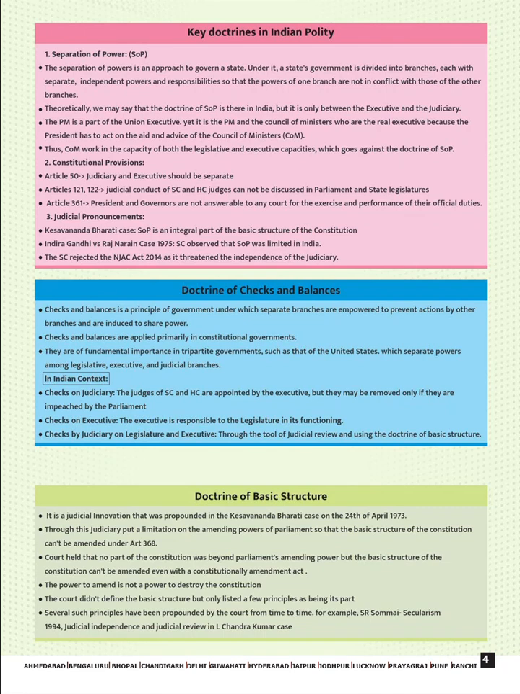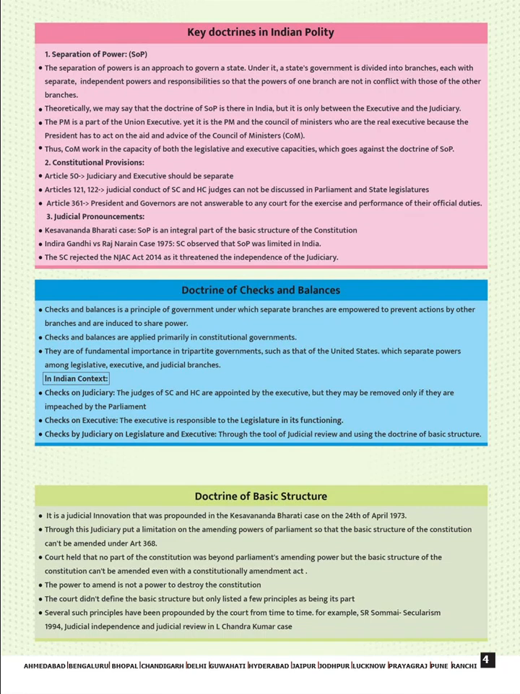Third point is that the prime minister is part of the union executive, yet it is the PM and the council of ministers who are the real executive, because the president has to act on the aid and advice of the council of ministers. Thus, the council of ministers works in the capacity of both legislative and executive, which goes against the doctrine of separation of power.